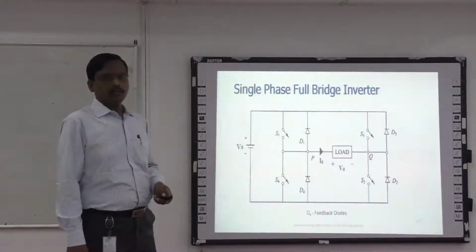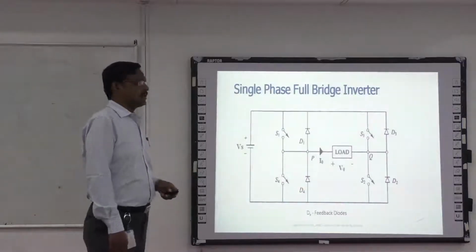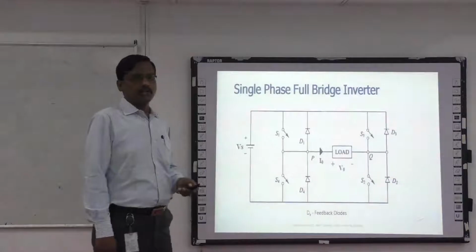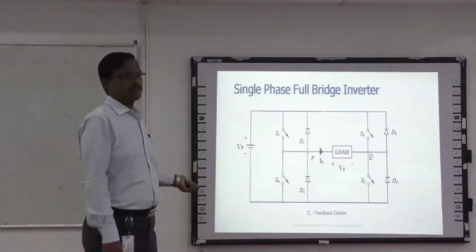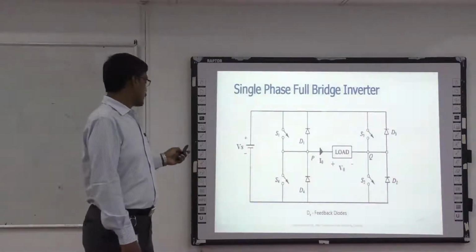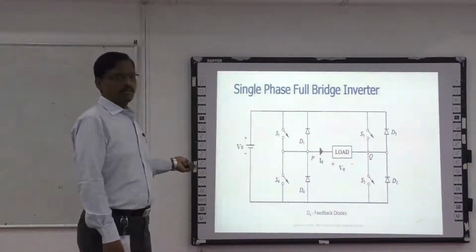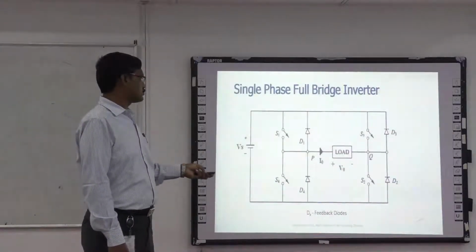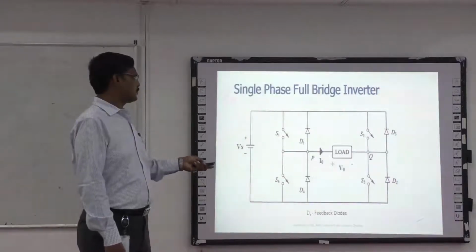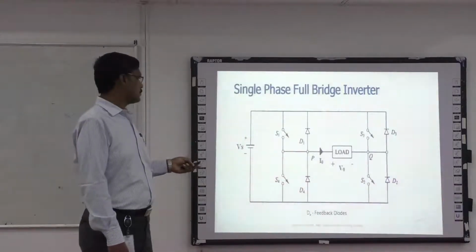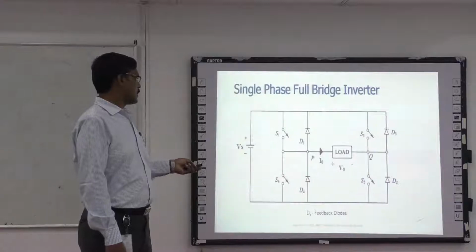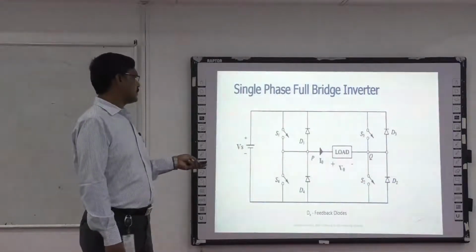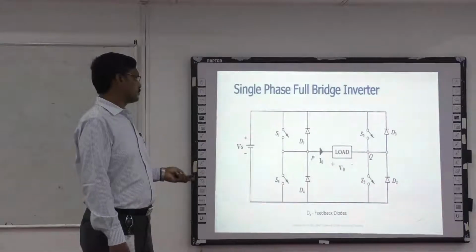Next we will see the single phase full bridge inverter. In the single phase half bridge inverter, we require a center tapped input power supply, whereas here we require a single power supply. Here we are using 4 switches S1, S2, S3 and S4. All the 4 switches have an anti-parallel diode, which is called a feedback diode. And the load is connected between the midpoints of the two legs of the switches.